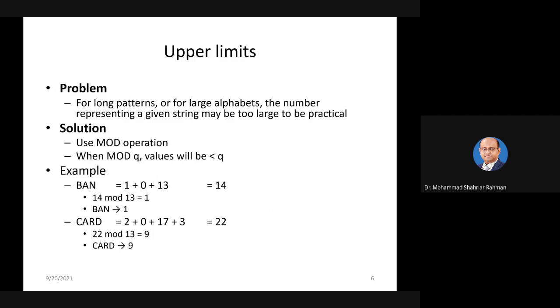So with the modular operation, we select a small q, then all the values that are being generated will be smaller than q, right? If you choose q as 13, then ban is, the 14 we were getting, so 14 mod 13 is 1, so ban becomes 1. Our card, 22 mod 13, card becomes 9.